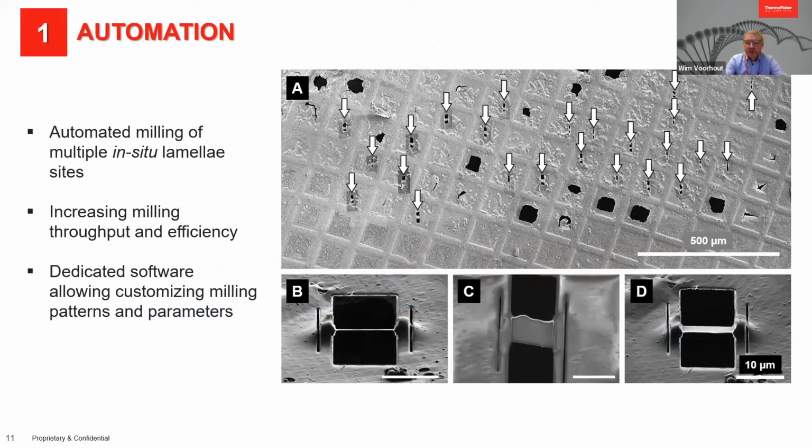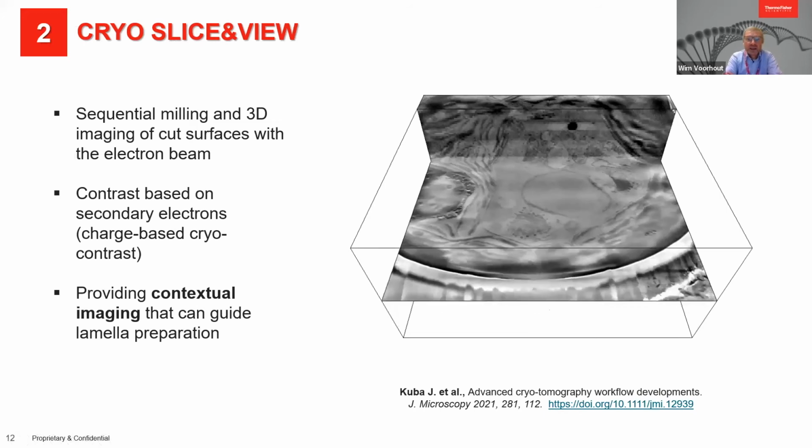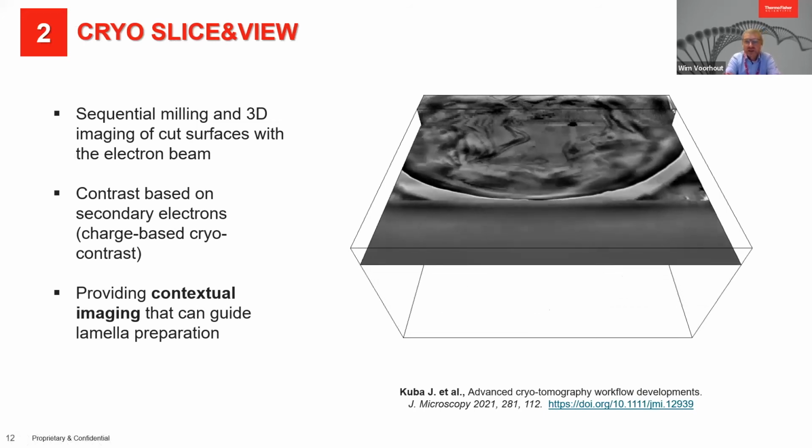Now we've put a lot of automation into the system because, especially for subtomogram averaging, you want to prepare as many lamellas as possible to collect as many tilt series as possible. And this is now fully automated. In the software, you can define the regions and define the milling boxes where you want to mill the lamellas. Here you see an example on a grid where we have milled lamellas on several positions in the grid. So that helps you to get a lot of lamellae in an overnight run.